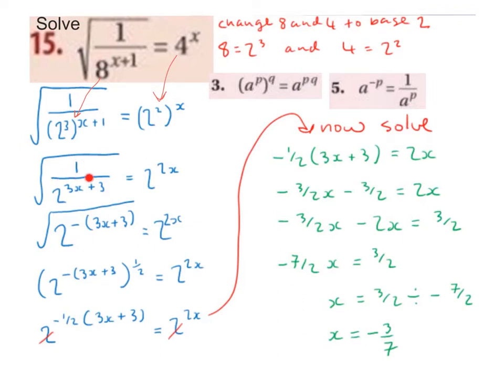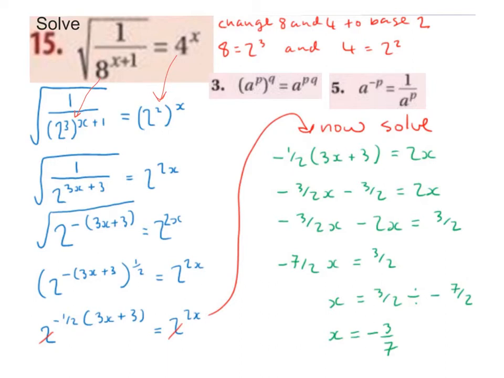So I had 1 over 2 to the power of 3x plus 3 changes to 2 to the power of minus bracket 3x plus 3 bracket. Very important that I have the brackets here. If I didn't, if I just wrote down minus 3x plus 3, then I would end up with the wrong answer because ultimately this is meant to be minus 3x and minus 3. So it's very important that I have the brackets there. The right hand side stays the same, 2 to the power of 2x.